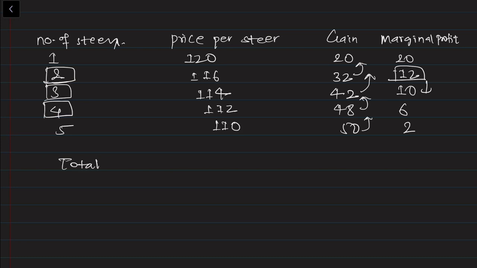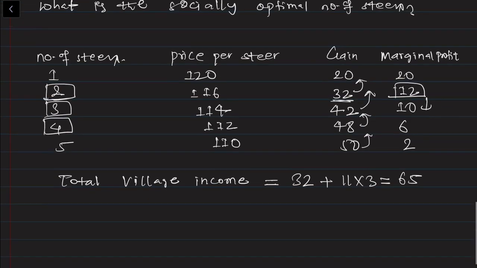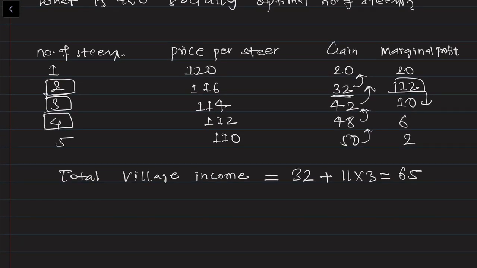So now what is the total village income? So the income is, you will buy 2 steers, right? And the profit from 2 steers is 32, and 3 people will buy 3 bonds. So 11 times 3, this is 65. So you can see, when you decide from the society's perspective, the income is higher, $65 compared to 59. Okay, so this is how you can make the decision about socially optimal allocation.